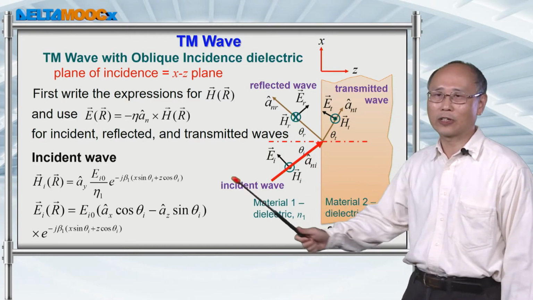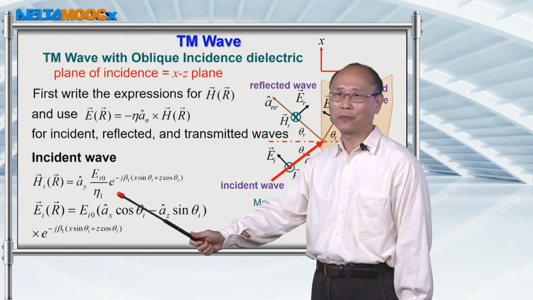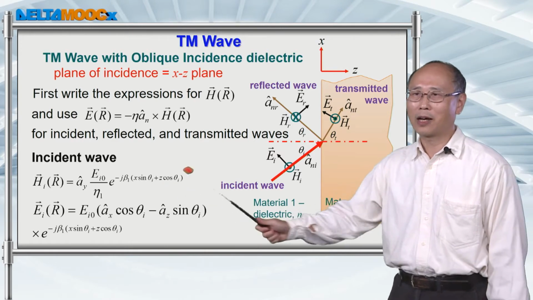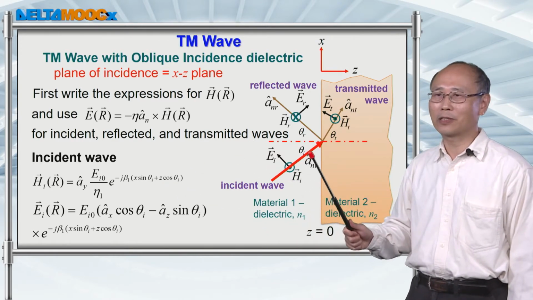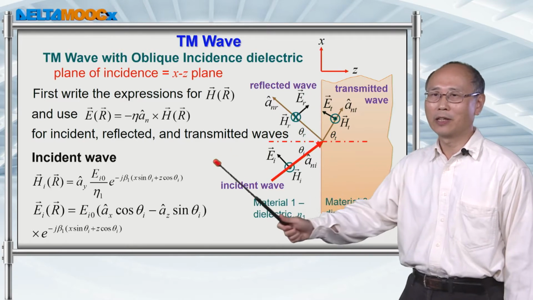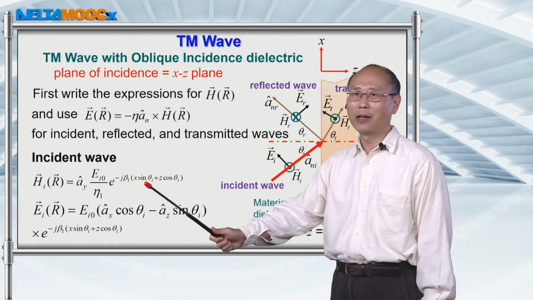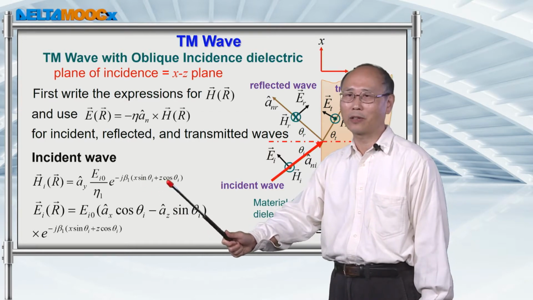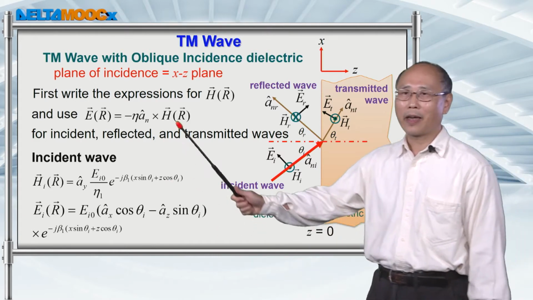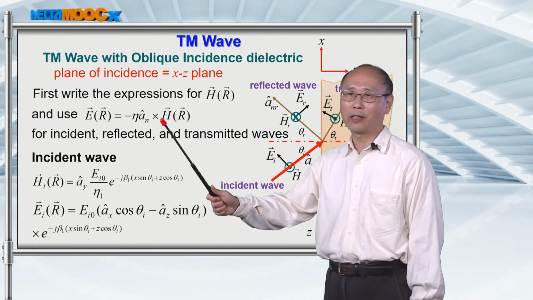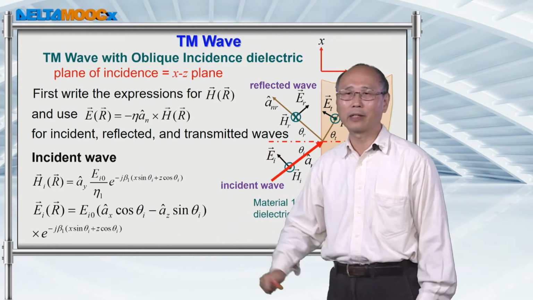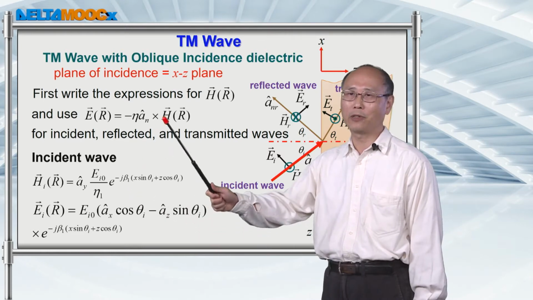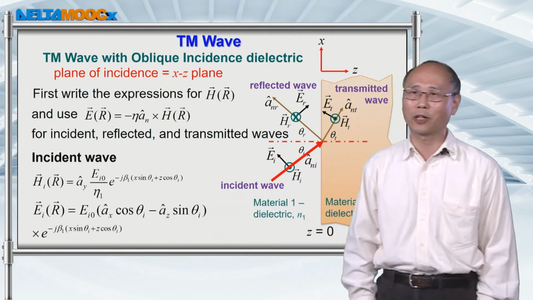Given these angle definitions, then we can write down the phase term for this complex exponential. And you can see that the wave propagates along the plus z direction and also plus x direction. Therefore, you have minus j beta 1 multiplying this x sine theta I plus z cosine theta I. And once you have this expression, you use this formula to write down the incident electric field. So you just plug the expression into this formula, and you get this result right away.